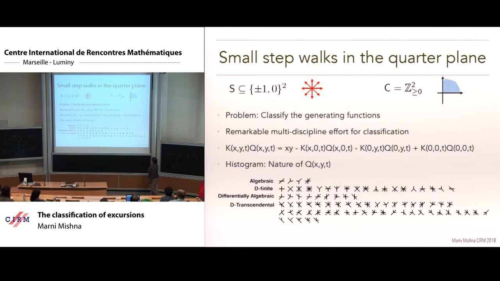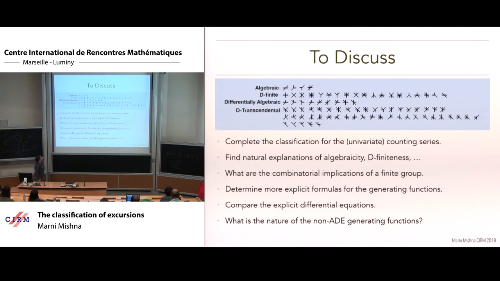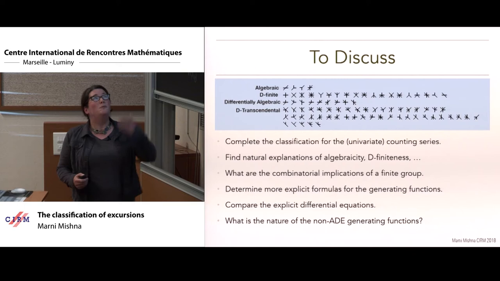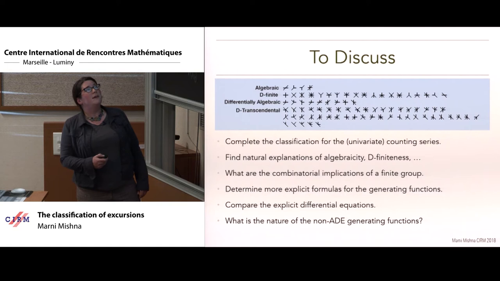But you have some very nice models, and it's really not clear from when you list it out like this why there's any correspondence or correlation at all. So this leads to why I would want to talk about this to a group like you. Sometimes there are strange insights that you can get when you actually go through the different functional equations. So what to discuss perhaps at lunch, for example: how can we complete the classification for the univariate counting series?